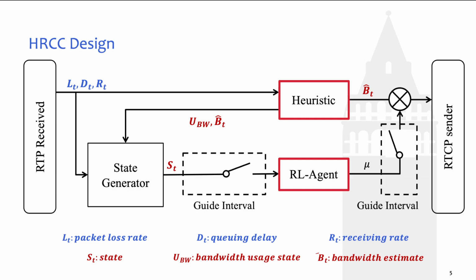The workflow of HRCC is quite simple. With received RTP packets, the heuristic scheme takes the related statistics from the last decision-making interval as inputs, and generates bandwidth estimation and bandwidth usage state. Afterwards, the state generator takes the states mentioned above to generate state input for the RL agent. At the end of every guide interval, the RL agent outputs a gain coefficient to tune the bandwidth estimate.